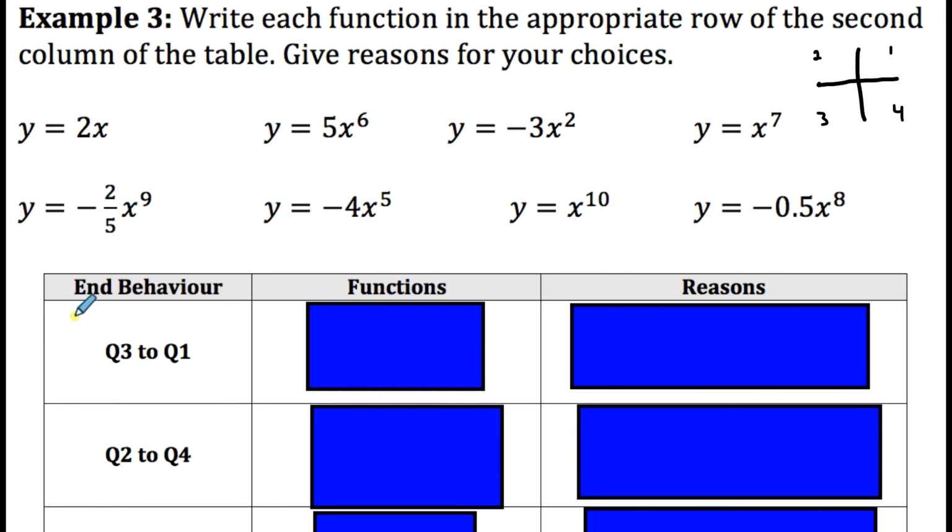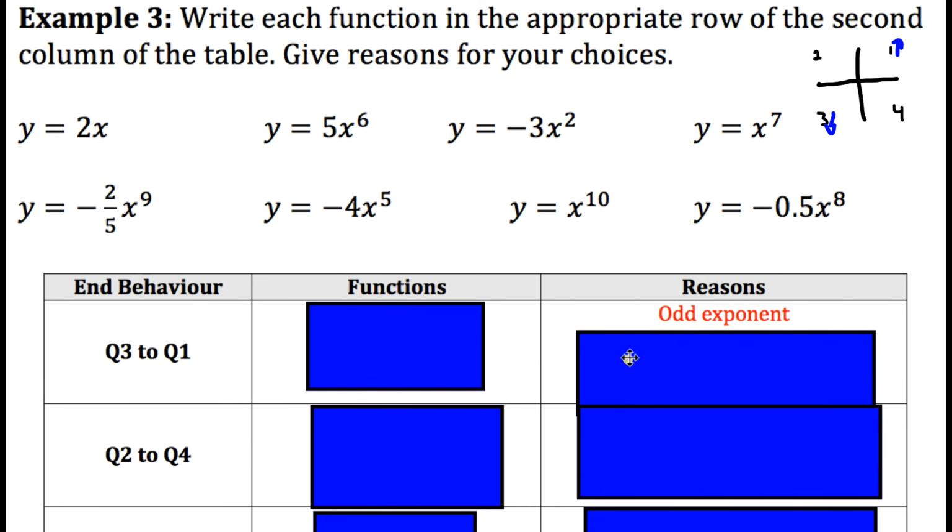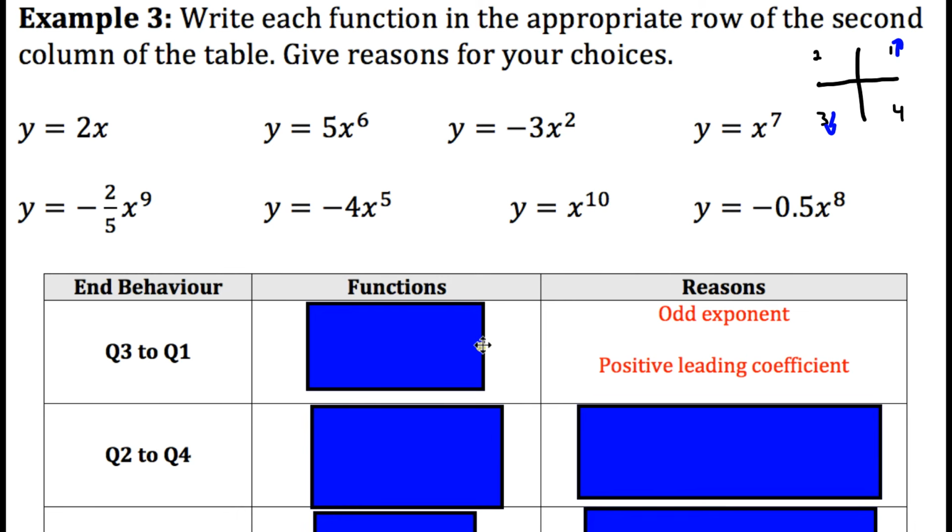Okay, let's think about what functions are going to be from quadrant 3 to quadrant 1. Quadrant 3 to quadrant 1, that means starts down here and finishes up here. So notice it's pointing in opposite directions, which means it has opposite end behavior, which means it has to be an odd degree function, which means the exponent has to be odd. So we are looking for an odd exponent. And then from 3 to 1 would be a positive leading coefficient. So we're looking for functions that have an odd exponent and a positive leading coefficient. Odd exponent, positive leading coefficient. Well, this one has an odd exponent. It's an exponent of 1, and it has a positive leading coefficient.